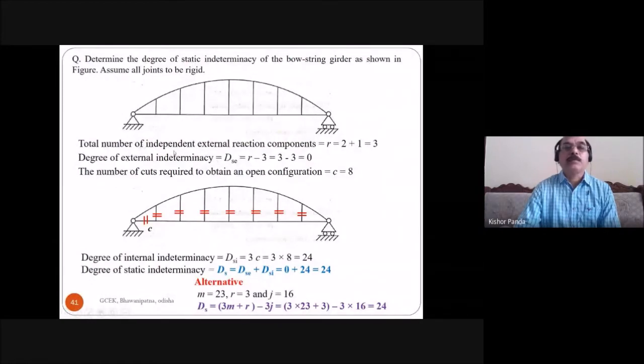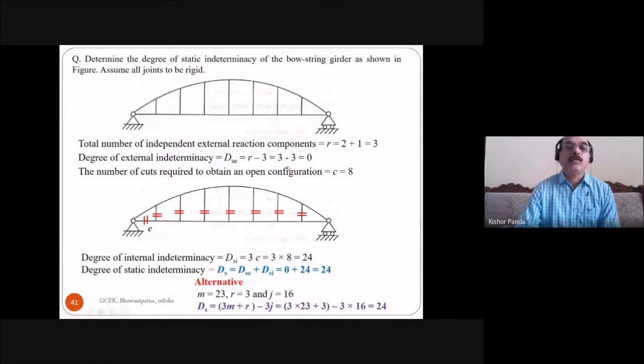The total number of independent external reaction components R is equal to 2 plus 1 is equal to 3, because this is the hinge support and this is the roller support. Here 2 reaction components, here 1 reaction component. So the total number of reactions is equal to 3. Then find out the degree of external static indeterminacy DSE is equal to R minus 3, which is 3 minus 3 is equal to 0. So the degree of external static indeterminacy is equal to 0.